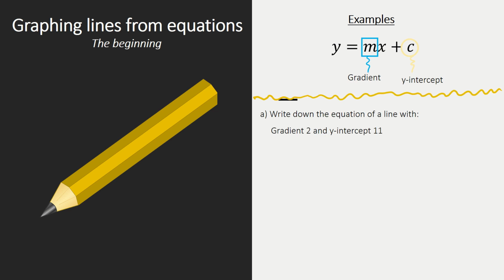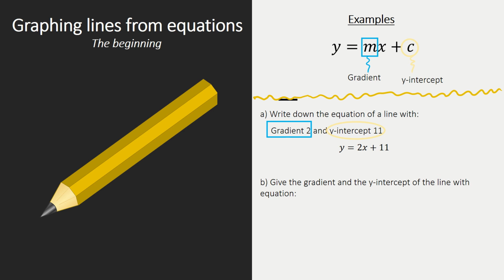Write down the equation of a line with gradient 2 and y-intercept 11. As we know, our standard formula is y equals mx plus c. You need to be able to draw this formula from memory. M is our gradient. In this case, it's 2. And c is our y-intercept. In this case, it's 11. Therefore, we get the following equation. y equals 2x plus 11.